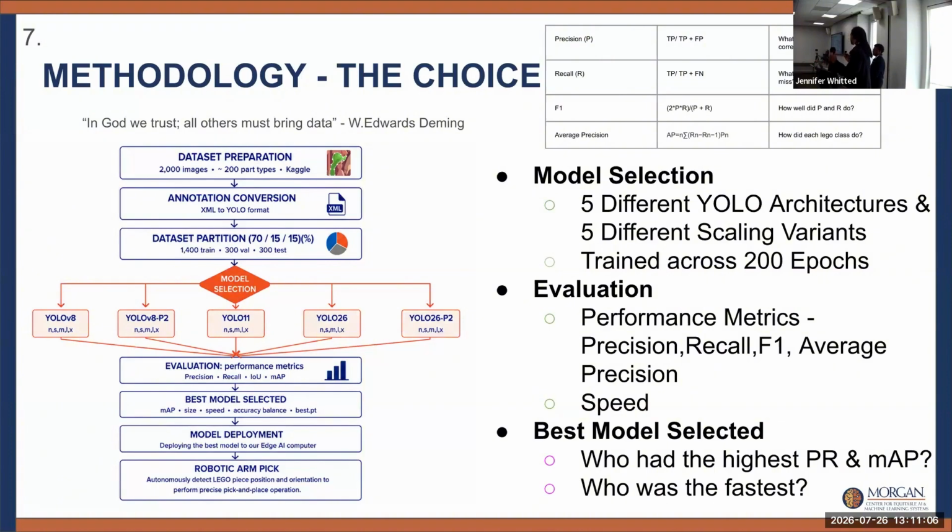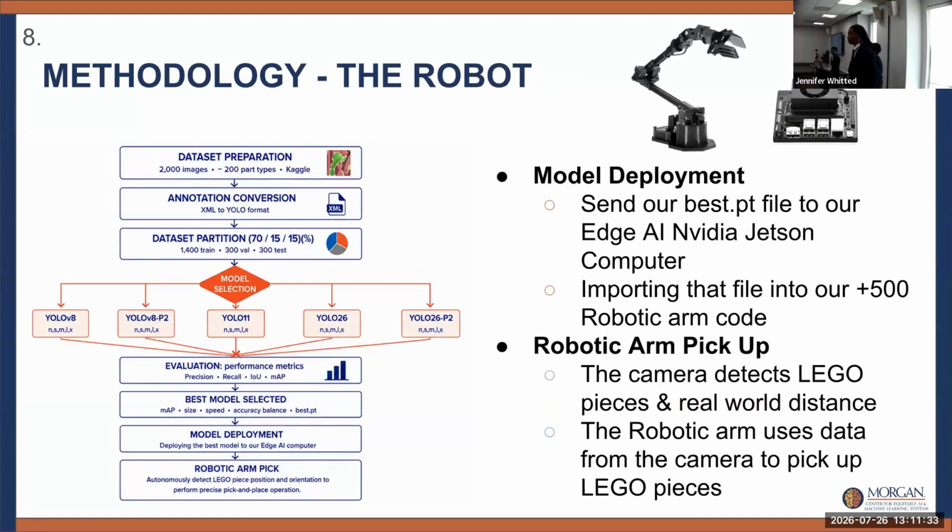Something else we took into consideration is speed. Speed usually correlates to how fast the robot arm will be able to know which model it's using, so it can actually pick up those particular Lego pieces. Our best model was selected based on who had the highest PR and mAP, meaning precision, recall, and mean average precision, and who was the fastest based on training. For our model deployment, we sent our best PT file, which was the best model we trained, to our AGI supercomputer, and then we imported that file into a 500 plus robotic arm code.